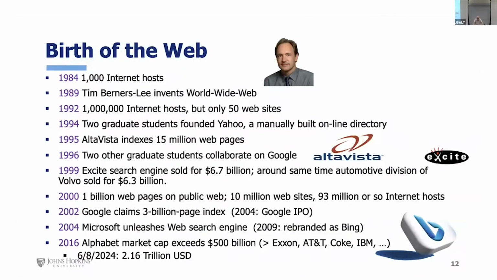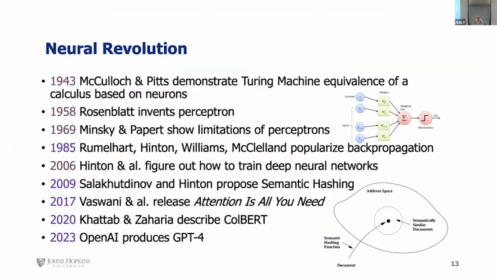And Bing came along. Alphabet market capitalization, I looked this up a few days ago. The market cap for Alphabet is over $2 trillion. So information retrieval is a big deal in the business world. But it's not the most recent change.